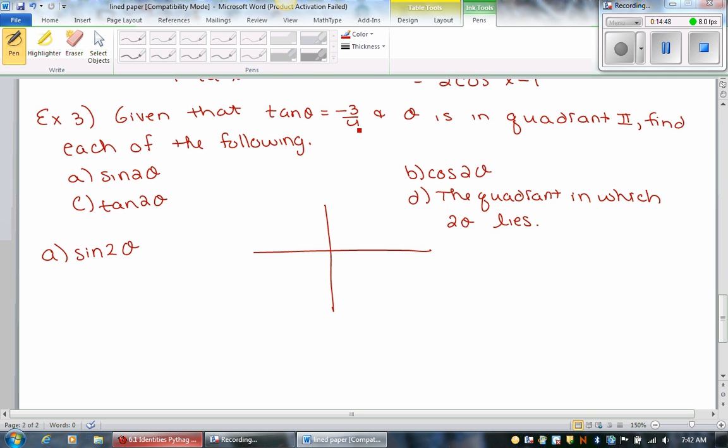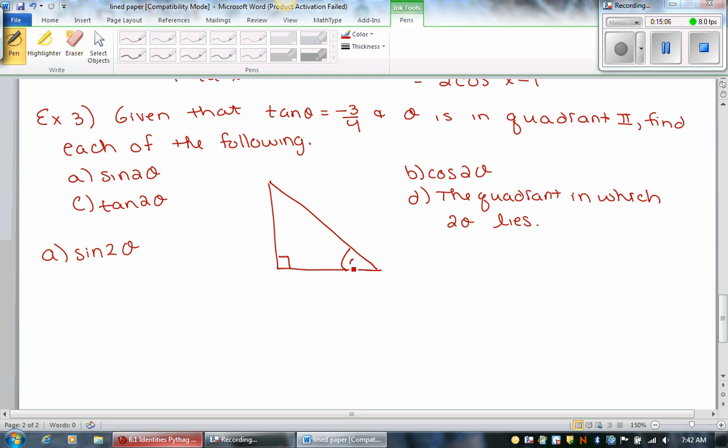So what I'm going to do is build a triangle based off of that. And since I know it's in the second quadrant, because that's given to me, to make things a little bit easier. Okay, so you're going to make your right triangle. You're going to select an angle and name it theta.